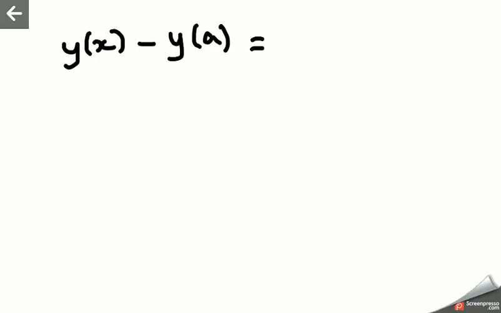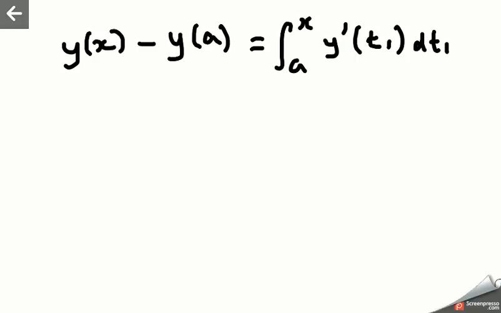So first, I want to recall the fundamental theorem of calculus. Well, not the whole theorem. I just want to recall the fact that the fundamental theorem of calculus tells us that if a function y of x is differentiable at the point x equals a, then we have y of x minus y of a is equal to the integral from a to x of the function y prime, and we just need some dummy variable there. T1 is as good as any. So y prime of T1 dt1. The fundamental theorem of calculus tells us that.